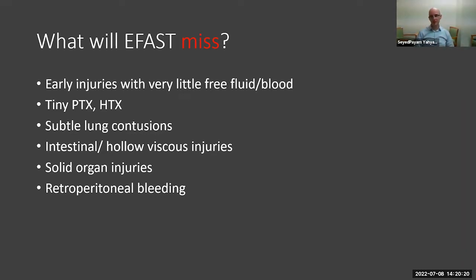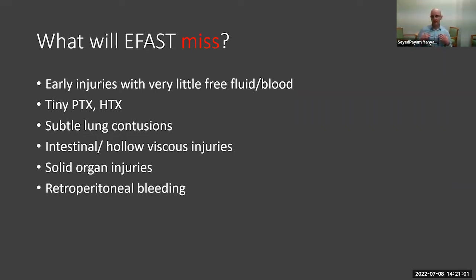What is not going to be picked up on EFAST? In the earlier stages of internal bleeding, we might not be able to pick up the free fluid, and that's the importance of repeating the exam. That's one of the advantages of ultrasound over other imaging modalities like CT. We can repeat it. If it's not positive in the earlier stages of trauma, it may become positive later on, especially if the patient is hemodynamically stable early on and then becomes hemodynamically unstable later on. We need to repeat the exam.